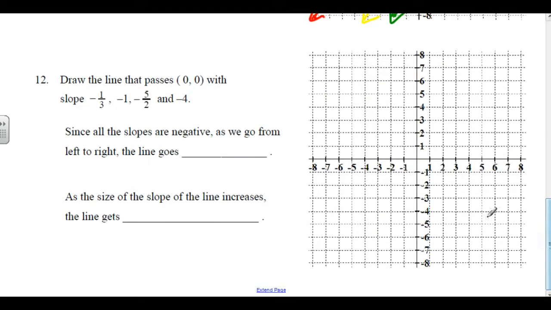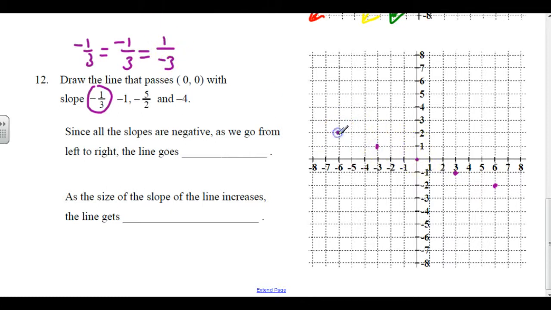Draw the line that passes through 0, 0 with a slope of negative 1/3. Now remember, negative 1/3 can be looked at as negative 1 over 3 and can also be looked at as 1 over negative 3. So we're going through 0, 0. We'll do these first. Go down 1, right 3. Down 1, right 3. Down 1, right 3. But you can also go up 1, left 3.